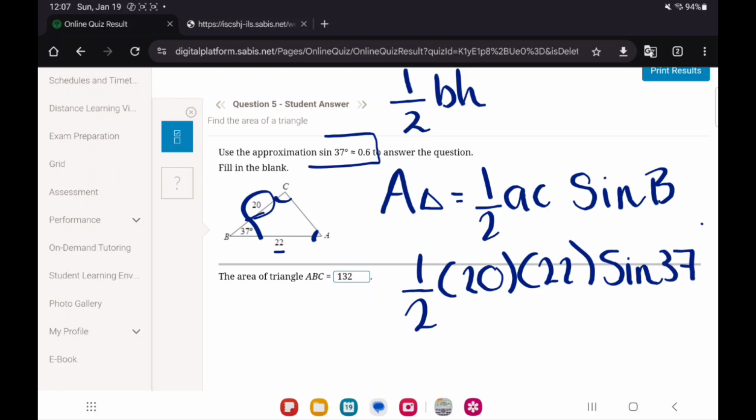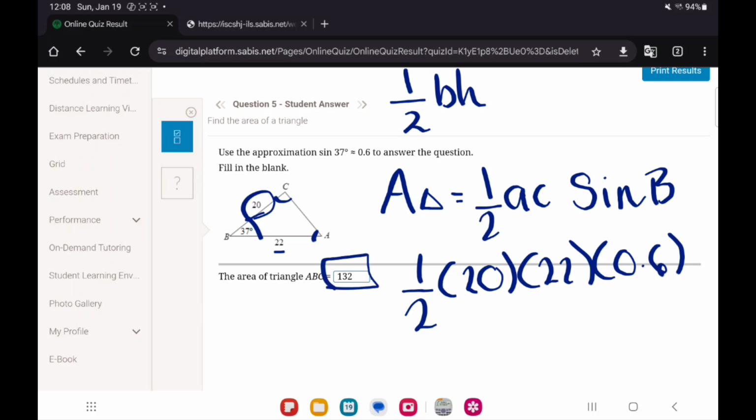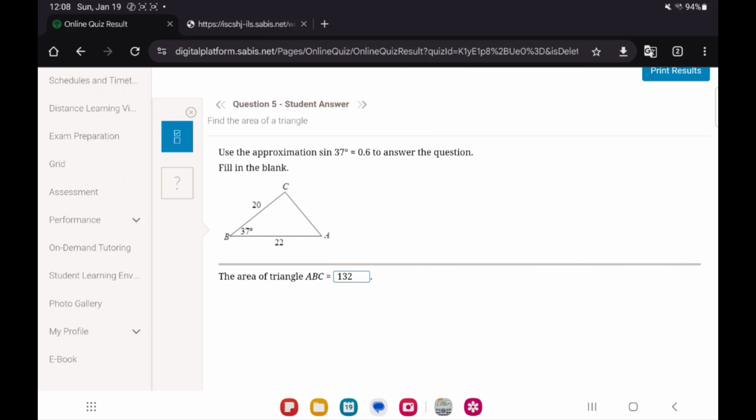Here, they already give us what sine of 37 will be because they don't want us to get a decimal, so we don't get confused about it, okay? So let's just erase the sine 37 and put 0.6, okay? We'll do that on our calculator. I'm just gonna do it on my calculator. You guys can do it on your calculator too. And I get 132, okay? And that's your answer. It might look confusing at the beginning, but when you start solving questions, it's way easier.